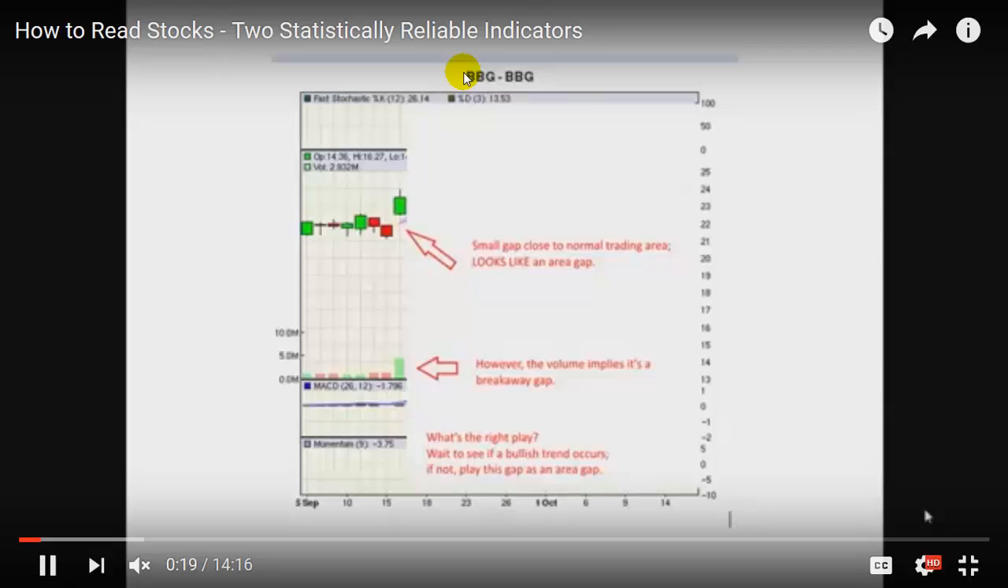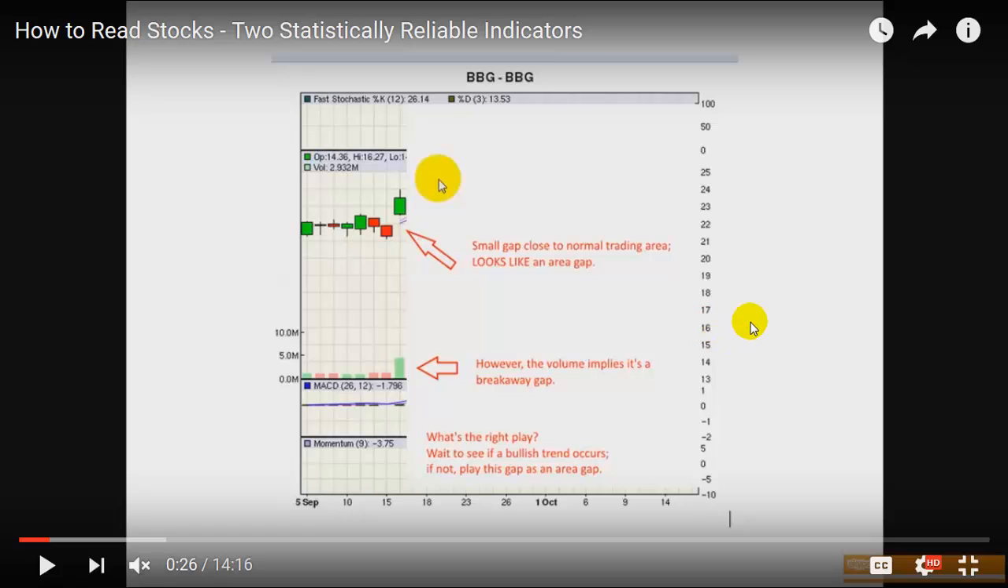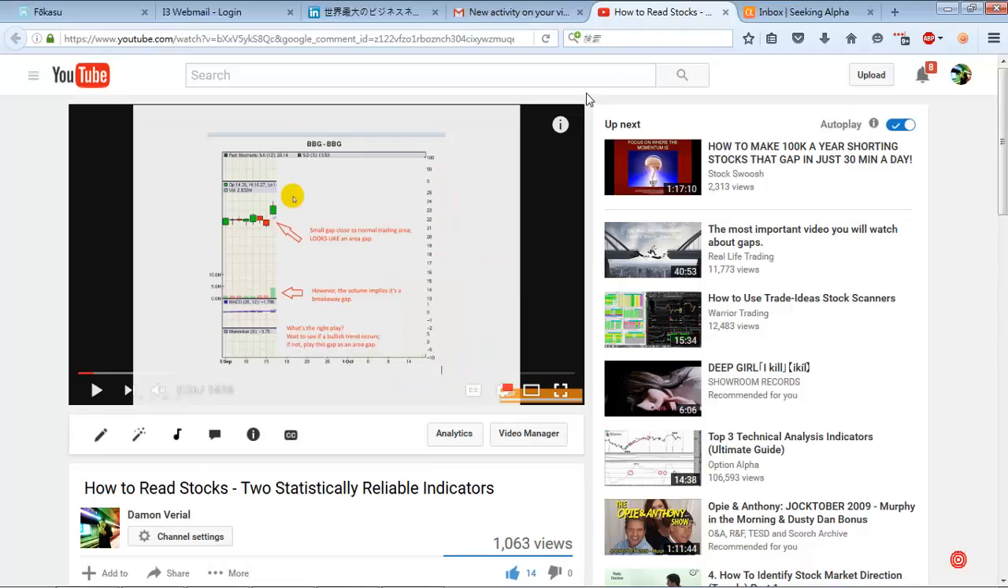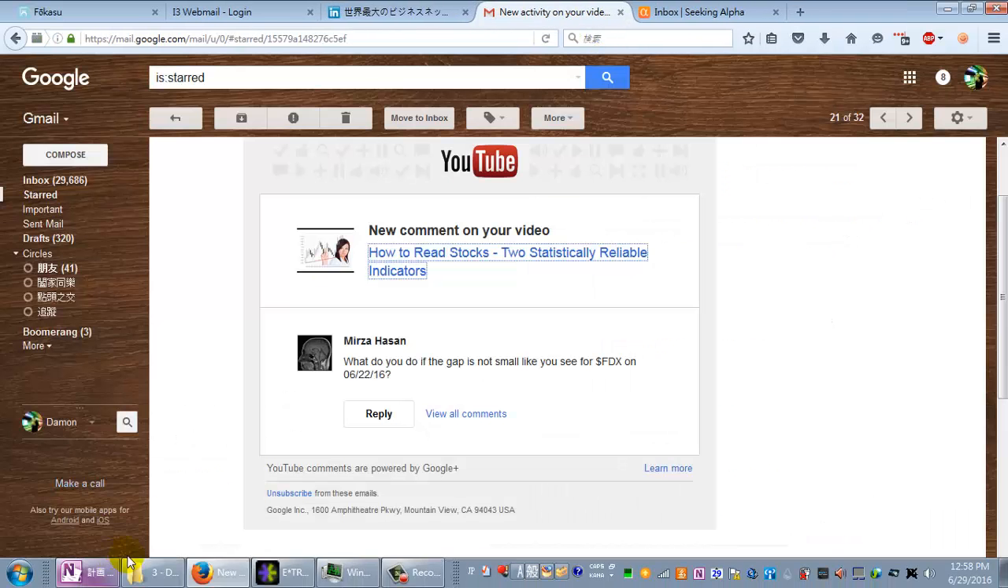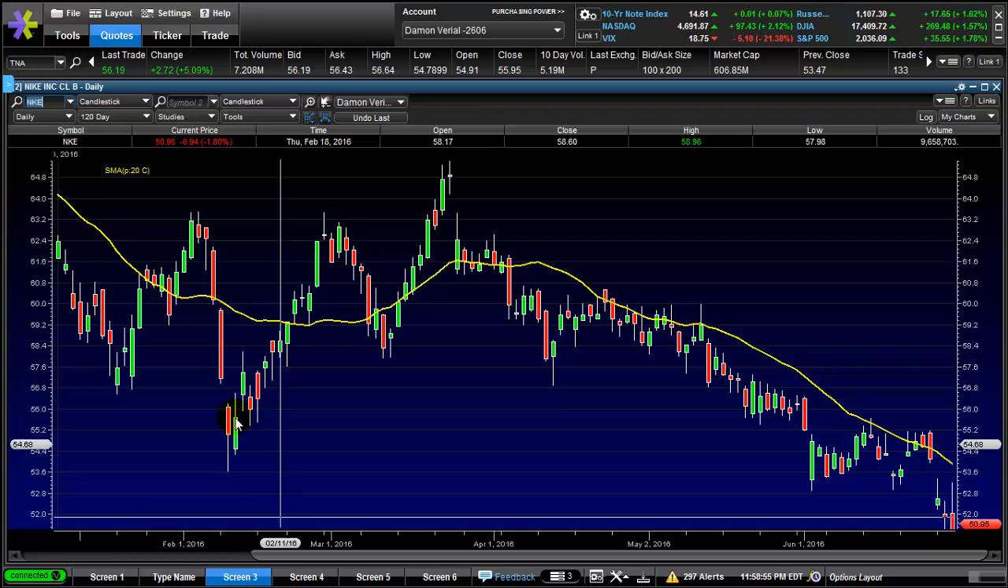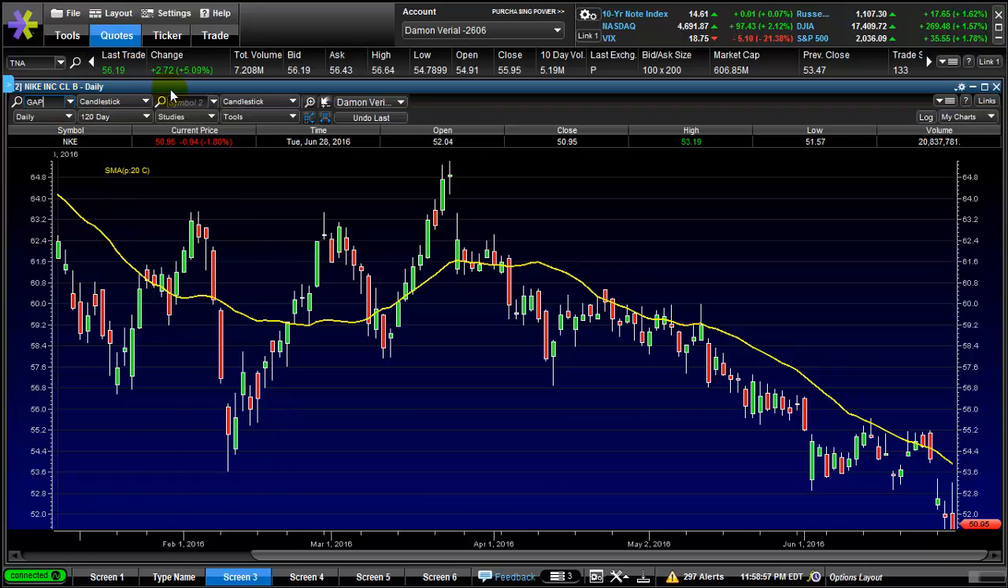The gap I showed you in this video was small. It's on BBG. Now, what is small? Well, first of all, you short this, because a small, quote-unquote, gap is actually what's known as an area gap, and an area gap almost always fills. So Mirza is saying, what if the gap isn't small? To answer that, we need to know what exactly the meaning of small is.